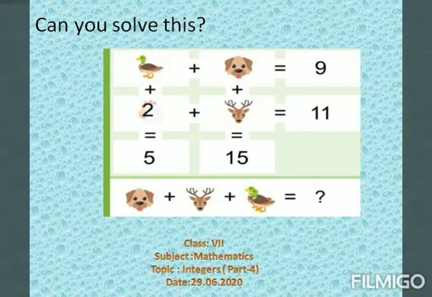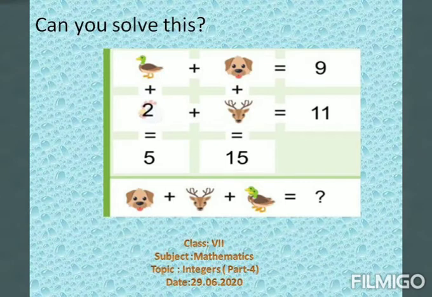Here we can move either in horizontal wise or in vertical wise. I am moving now in horizontal wise. In the second row we can see 2 plus a deer is equal to 11. See children, now we have to add a number with 2 to get the sum 11. Tell me, what number should be added with 2 to get the sum 11?